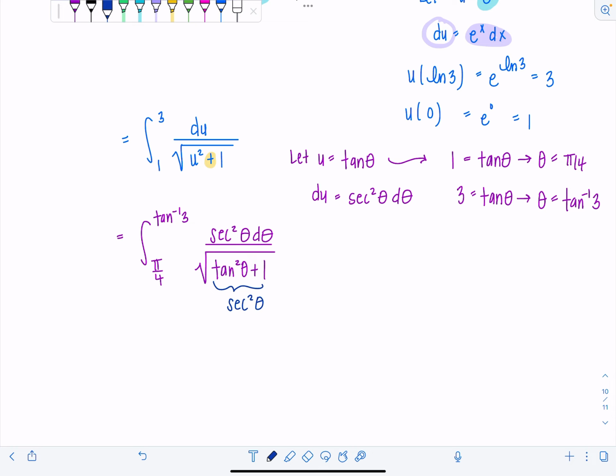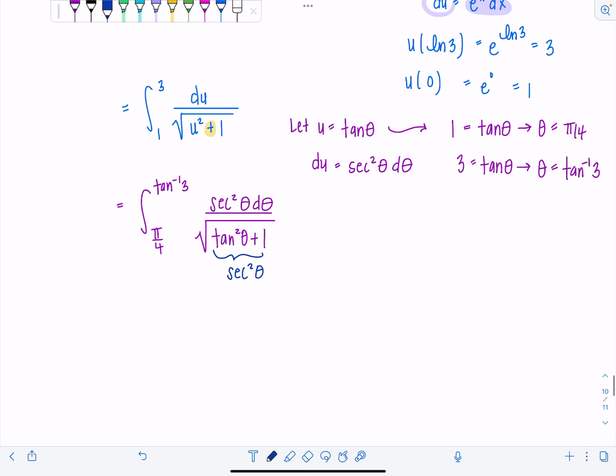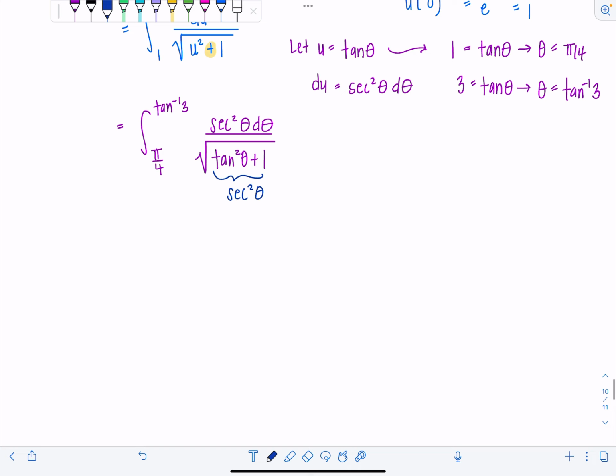Technically, it's the absolute value of secant theta, but you'll notice we do restrict the angle theta to guarantee that we have only positive values. So we're going to be between negative pi over 2 and pi over 2 if you check back on the original video.